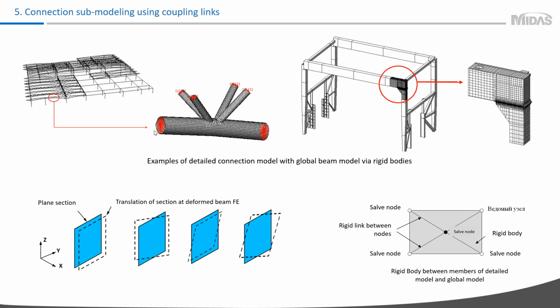Links between these two different types of models are achieved with rigid links or rigid bodies, similar to those that I have considered in the previous example. And this rigid body allows translating the beam element deformation from the global model to the detailed finite element model, and this is possible because of beam deformation theory.